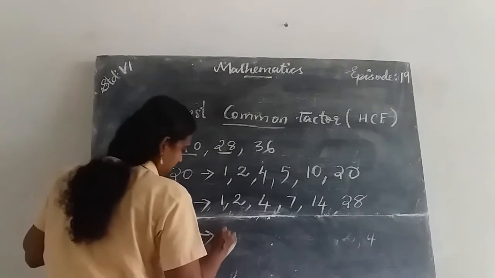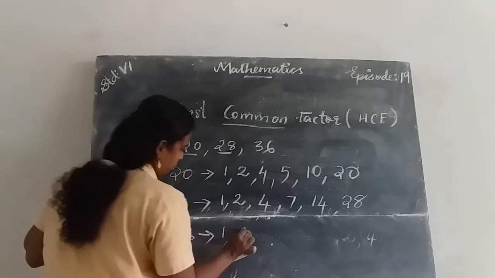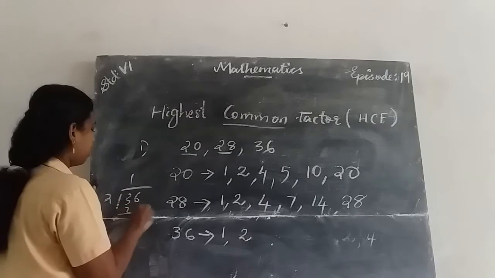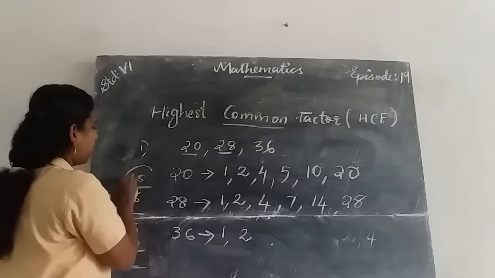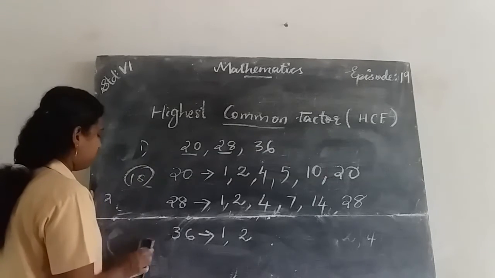So 36 comes under the table of 1. Then it's an even number, so it comes under the table of 2. 36 by 2, we get 18. 8 2s are 16. So 18 into 2, we get 36. So it comes under the table of 2.